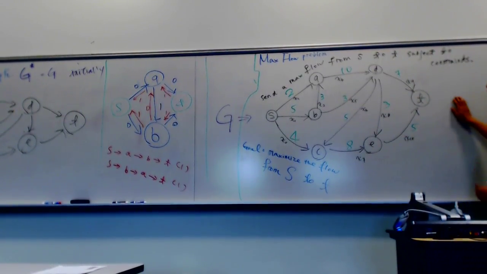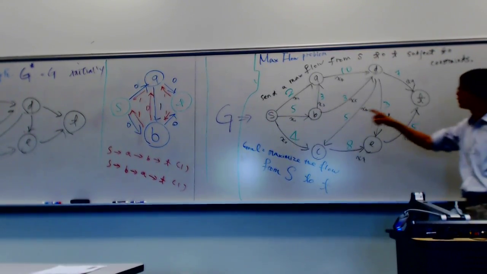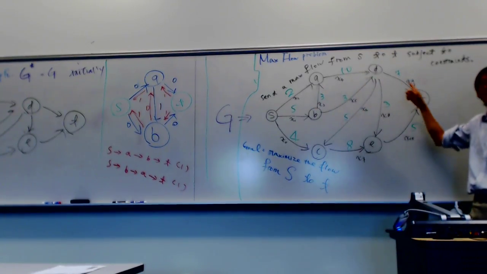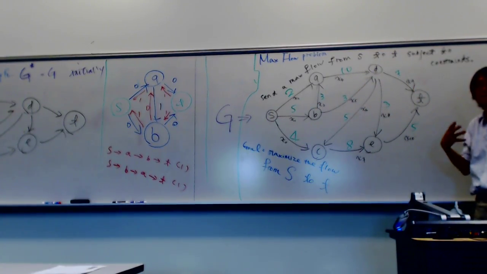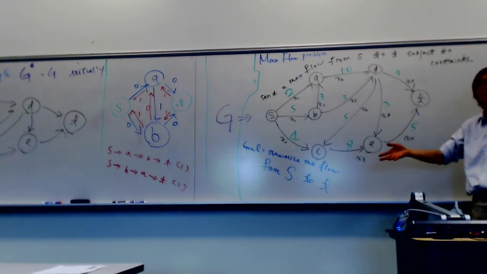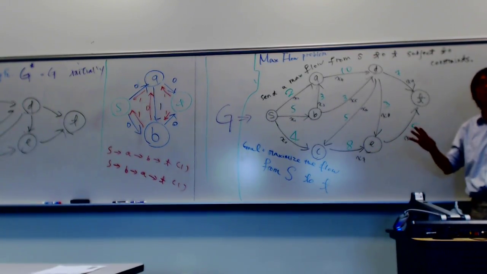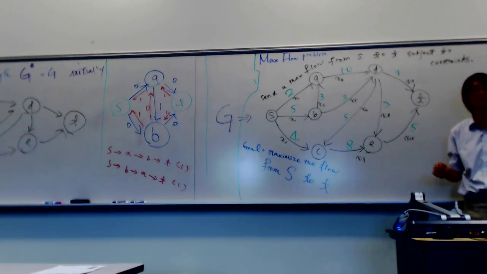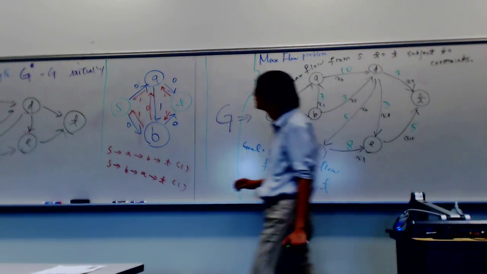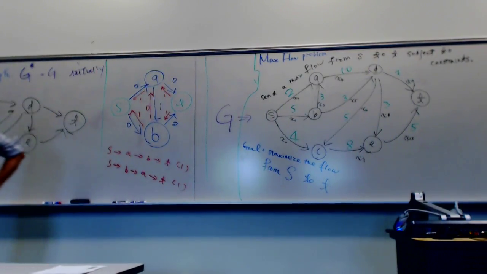Does that mean the minimum along the path is the max, which is 3? The minimum is 3. So for a single path, you're just sending a flow and trying to maximize it. You don't have to worry about the 4, because 3 comes in and you send back 3.